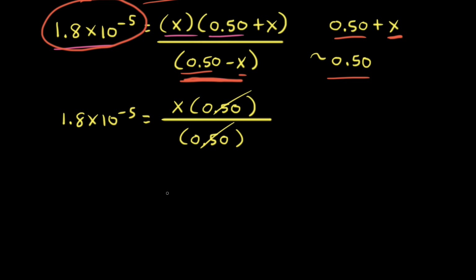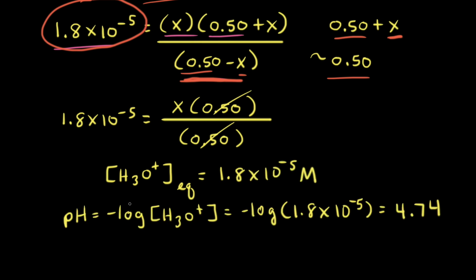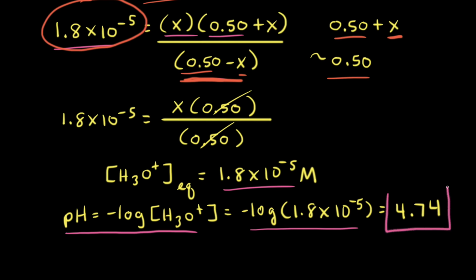From our ICE table, we know that X is equal to the equilibrium concentration of hydronium ions. Therefore, at equilibrium, the concentration of hydronium ions is equal to 1.8 times 10 to the negative fifth molar. And because our goal was to find the pH of the solution, pH is equal to the negative log of the concentration of hydronium ions. So when we plug in that concentration, we get the pH is equal to negative log of 1.8 times 10 to the negative fifth, which is equal to 4.74.